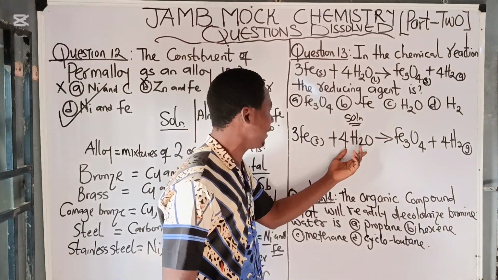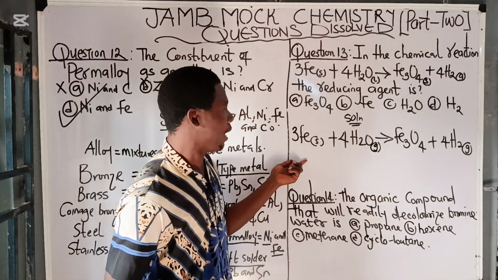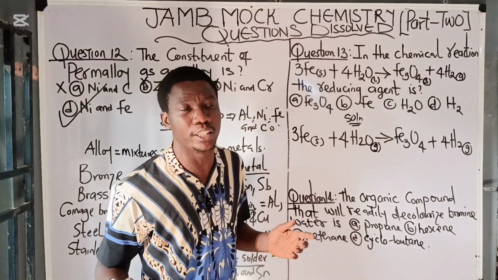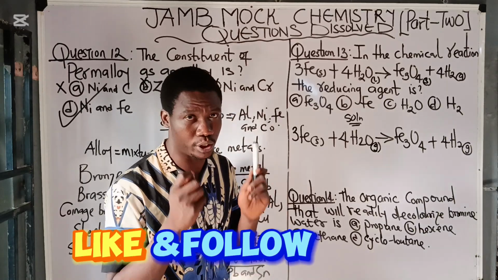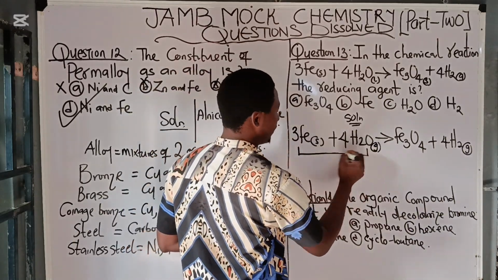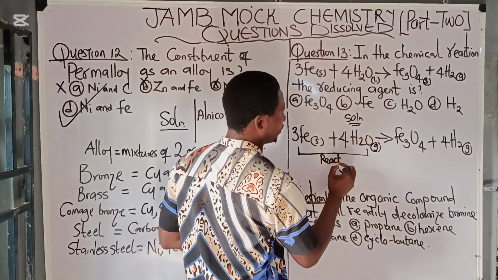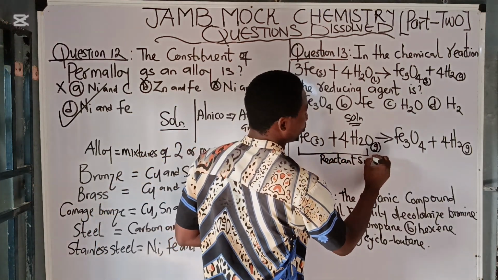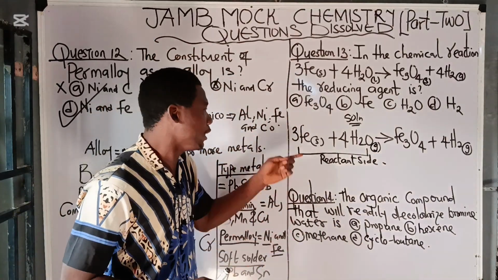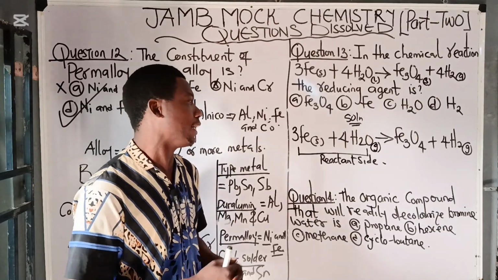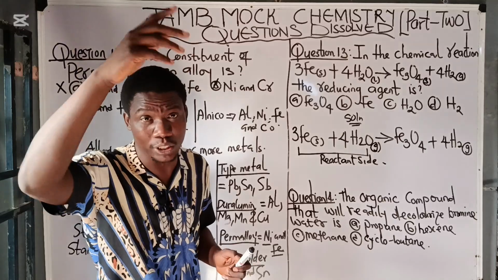Now look at this carefully. If I have iron reacting with steam, which is gaseous water, where is your reducing agent? Your reducing agent is traceable to the reactant side. Your reducing agent or your oxidizing agent is traceable to the reactant side. Take note of that. So if you are looking for a reducing agent or an oxidizing agent, it is traceable to the reactant side. Now let's do the analysis of this reaction so that we can determine the reducing agent and the oxidizing agent.